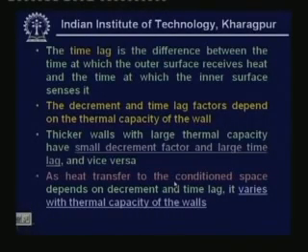As heat transfer to the conditioned space depends on the decrement and time lag, it varies with the thermal capacity of the wall. Obviously, the heat transfer rate, as we have seen, depends upon the solar temperature, which in turn depends upon the decrement and time lag factor, and the decrement and time lag factor depend upon the thermal capacity of the wall. So finally you find that the heat transfer to the conditioned space depends, among other factors, on the thermal capacity of the wall. So let me show a typical variation of heat transfer rate.